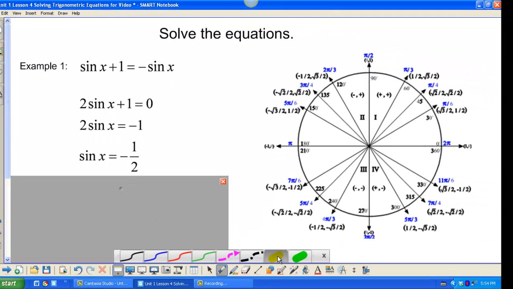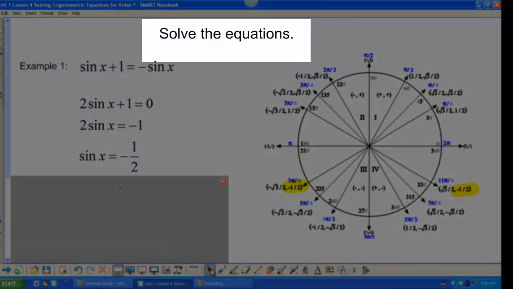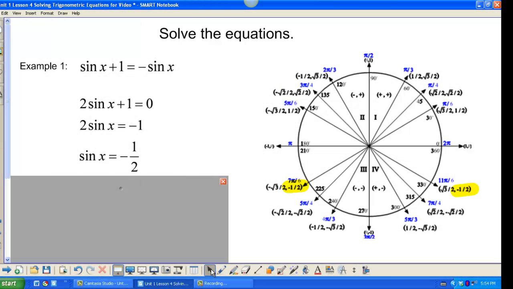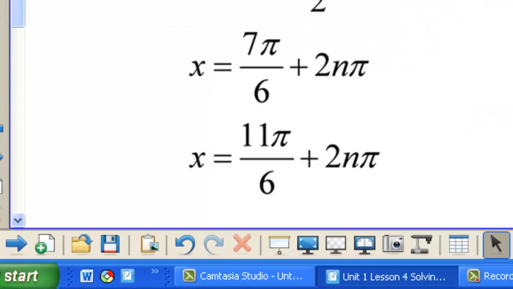Now that I have isolated the sine of x equals negative 1/2, I'm going to use my unit circle to find places where I see a y coordinate is negative 1/2. That is occurring at 7 pi over 6 and at 11 pi over 6. But the directions are to solve the equation. That means I have to account for every possible solution, and therefore every angle coterminal with 7 pi over 6 and 11 pi over 6 is going to work.